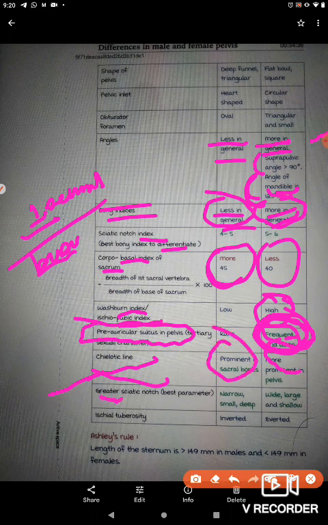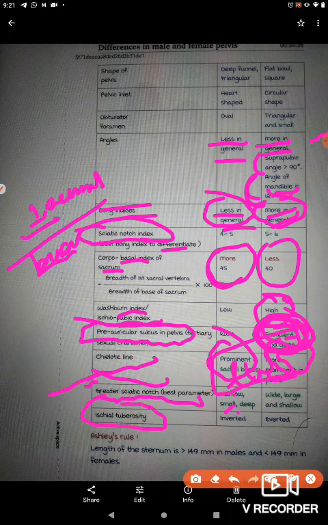Greater sciatic notch, they are saying, is the best parameter. Best bony index was sciatic notch index, and best parameter was the greater sciatic notch. Greater sciatic notch is large, wide, and shallow in the female, but in the male it is narrow, small, and deep. Ischial tuberosity, in the female they are everted and in the male they are inverted.